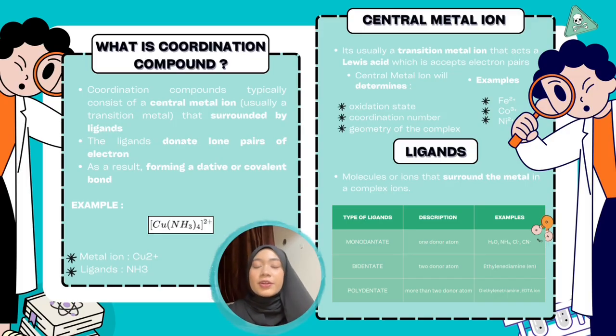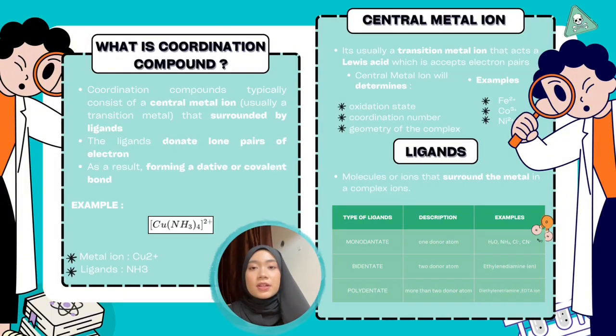For example, in the complex ion [Cu(NH3)4]2+, the central metal ion is Cu2+, and the ligands are four ammonia molecules. Each ammonia molecule donates one lone pair of electrons to the copper ion, forming four coordinate bonds. This results in a stable coordination compound.